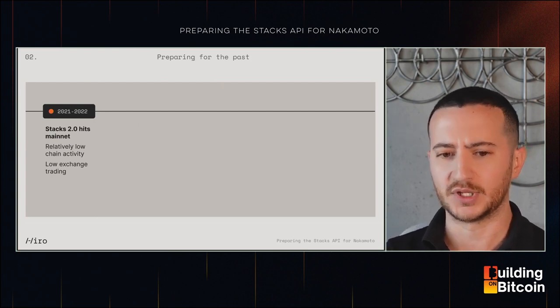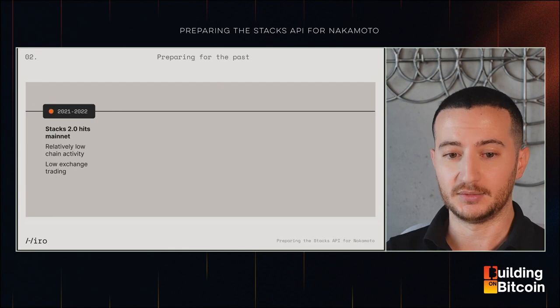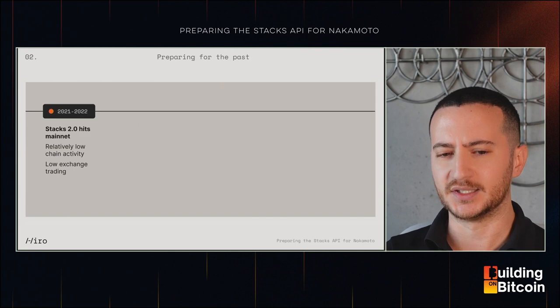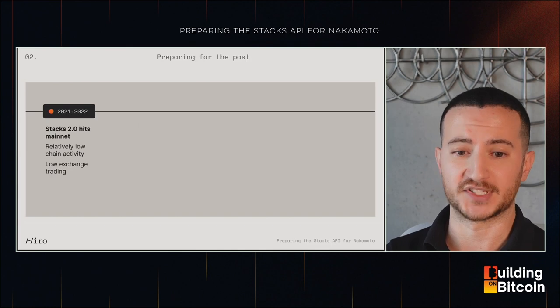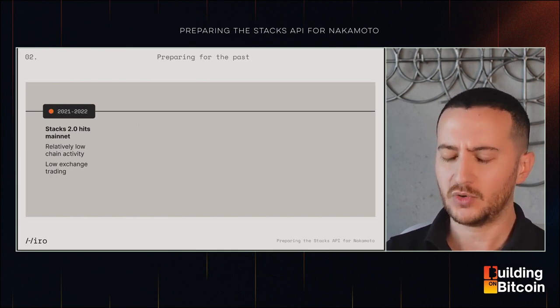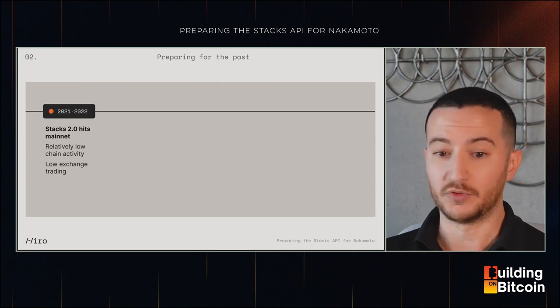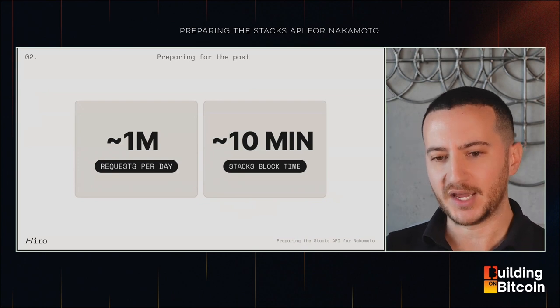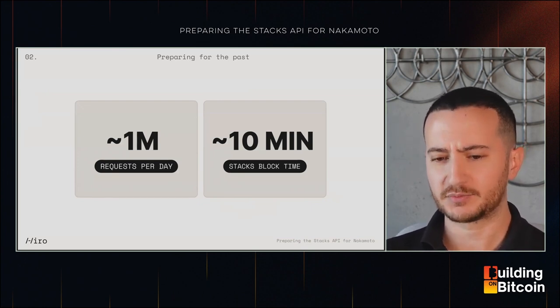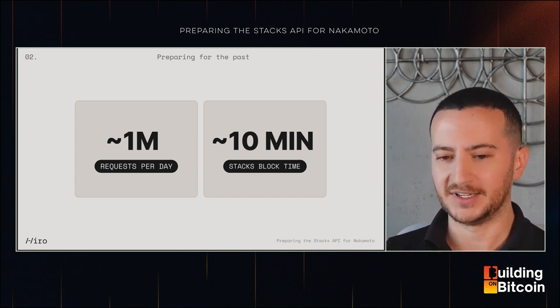So because of this, the level of token trading inside of Stacks was also very low. And only a couple of exchanges listed the STX token at this point. So because of this as well, the number of transactions that happened on chain was low, but it obviously started growing over time. So during this period, the amount of traffic that the API served was around 1 million requests per day at the highest levels, which sounds like a lot, but it's not really a lot if you compare it to the numbers that I'm going to give you next for the current usage.